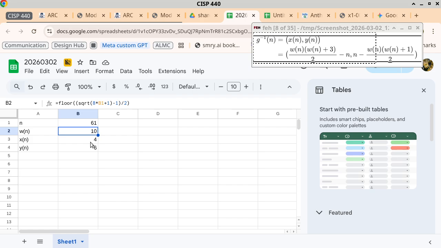So what that means is this 61 here is G of 4, 6. 4 is Y, and then 6 is X. So that means I can now resolve the question mark to become G of Y, X in this case.